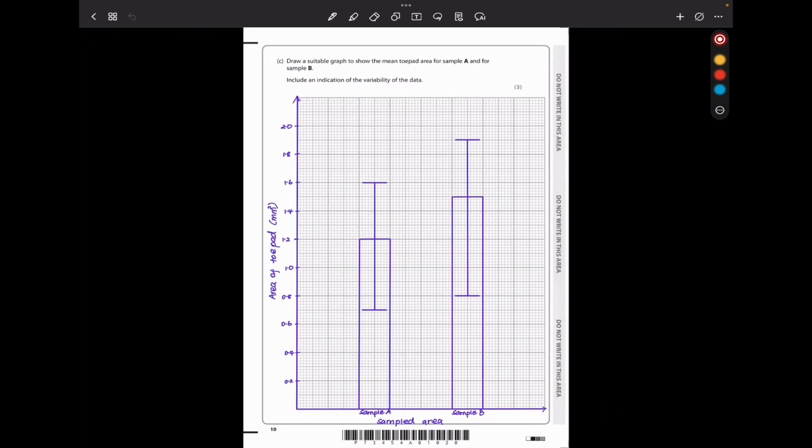So here I drew the graph. This is my mean value for sample A, and that is my mean value for sample B. But then I included the lowest value for that and the highest for that, the lowest value for that and the highest for that.